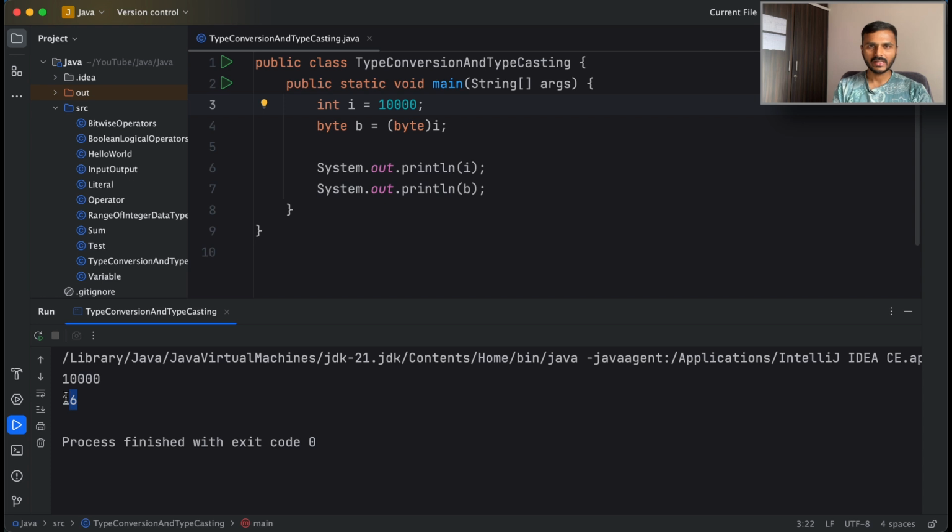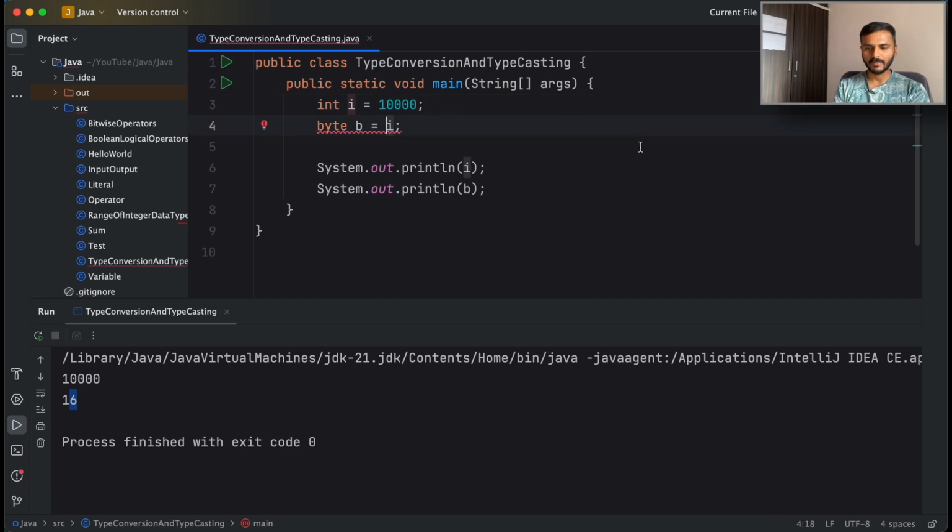To tell you what's happening in short, i holds 10,000 and it can hold 10,000 because 10,000 falls within the range of int. However, if we take a look at this statement, what we are trying to do is cast i to byte. And we know that the range of byte is minus 128 to 127.